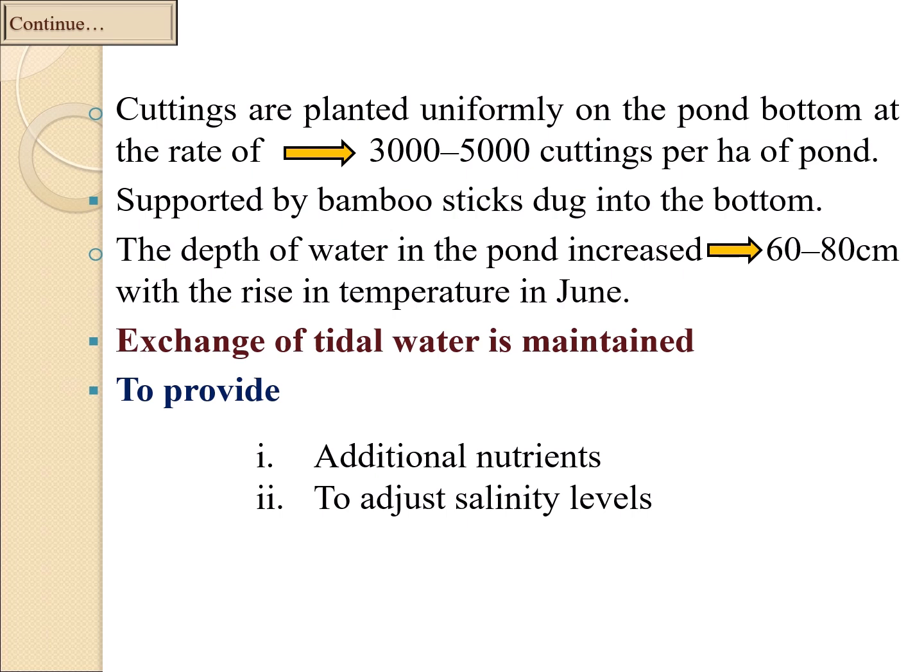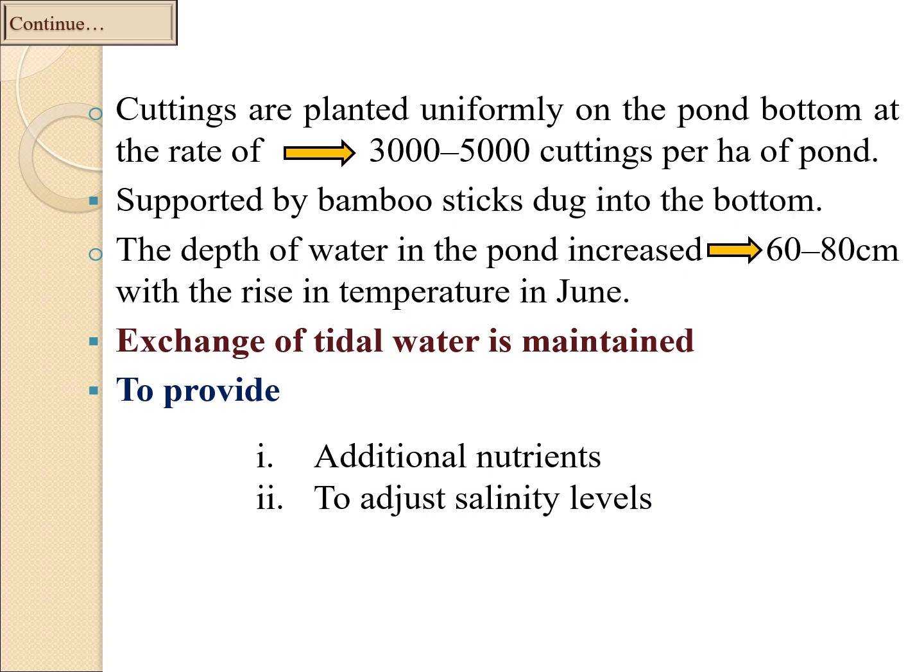Cuttings are planted uniformly on the pond bottom at the rate of 3,000 to 5,000 cuttings per hectare of pond. These cuttings are supported by bamboo sticks that are dug into the bottom. The depth of water in the pond is increased up to 60 to 80 cm with a rise in temperature in June. Exchange of tidal water is maintained to provide additional nutrients and to adjust salinity level.